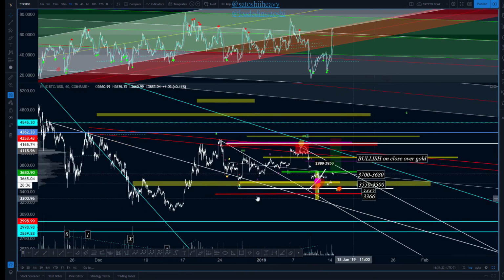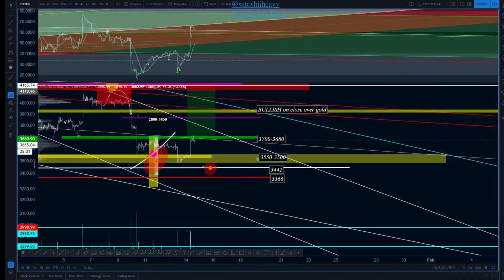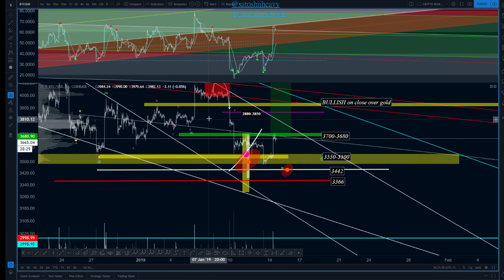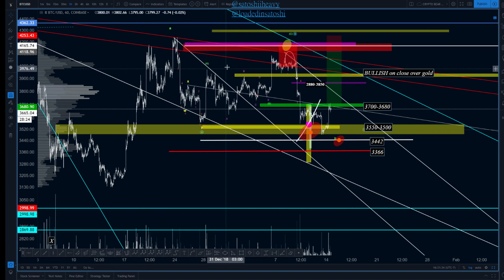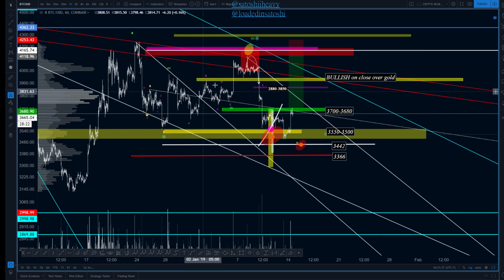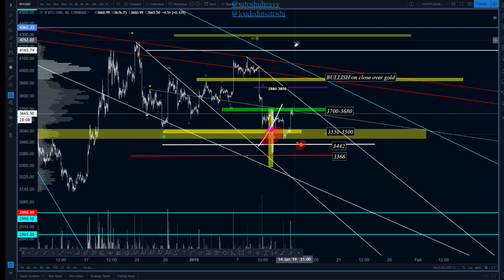Let's dive into the actual chart. The reason why I'm looking at Bitcoin first is because there's a discrepancy in a count on Ethereum, and we'll go over that right now as well. Just bear with me. Hit all our targets. Did I hit all our targets? Yes, it did.